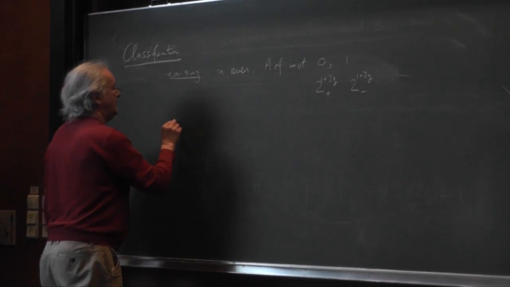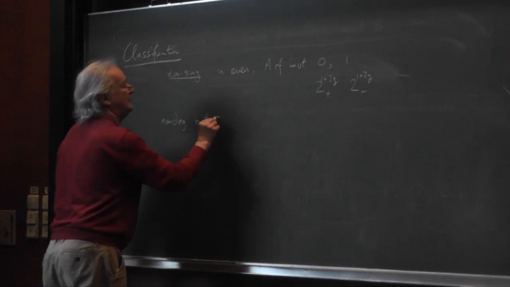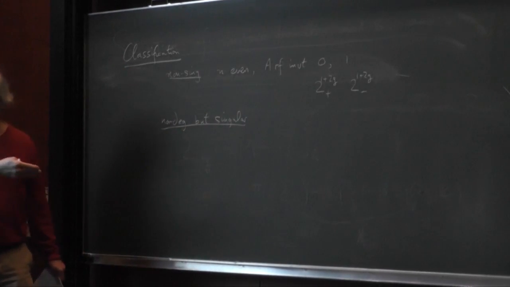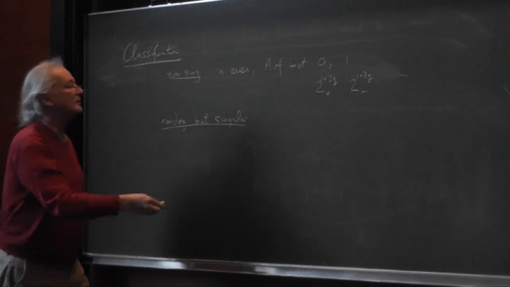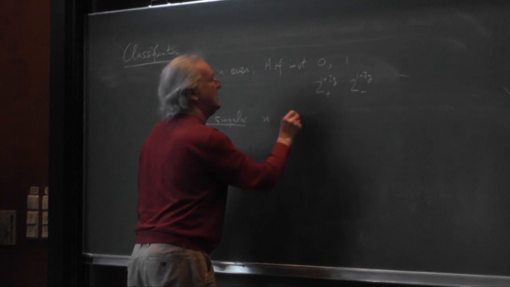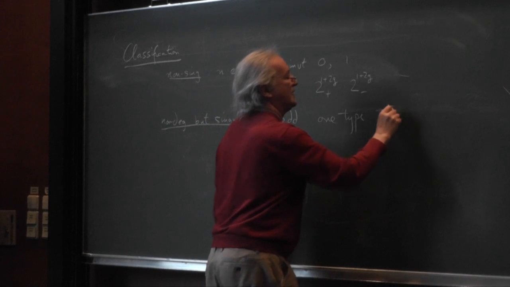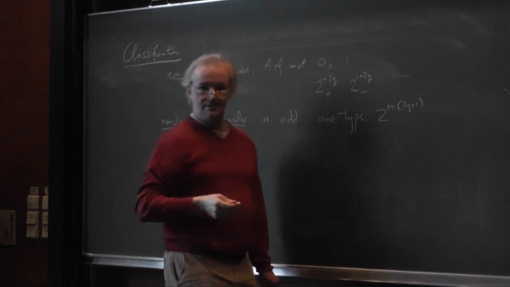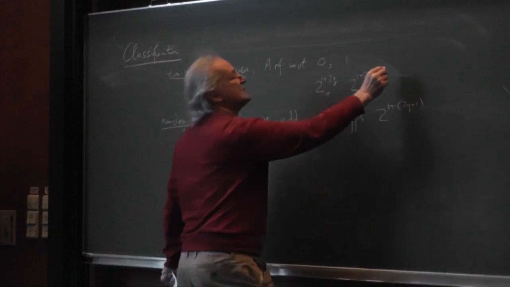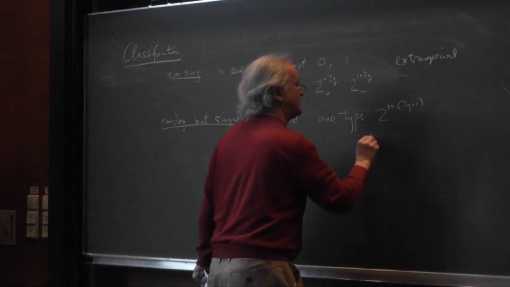And if you look at things which are non-degenerate but singular, in other words, the quadratic form is non-degenerate but the bilinear form may have a kernel, then n is odd in this case, and there's only one type. So this is 2 to the 1 plus 2g plus 1, an extra special group like that. So these are called extra special, and these are called almost extra special.